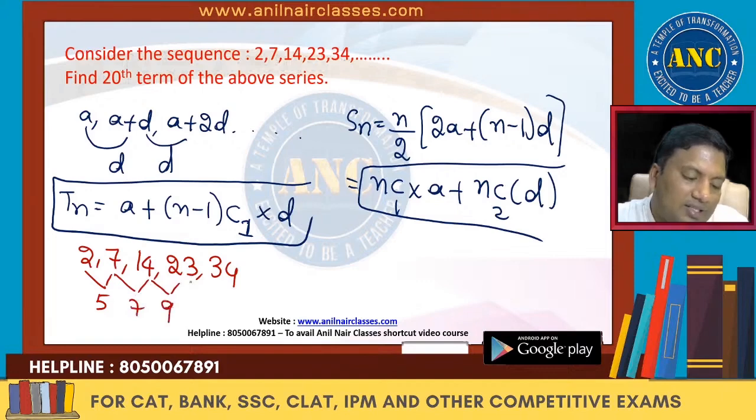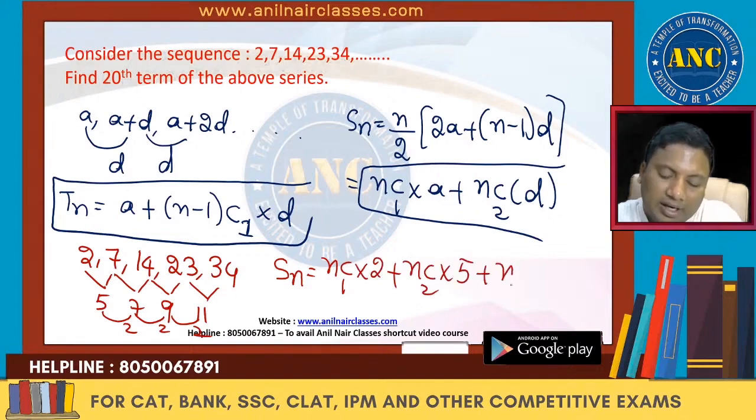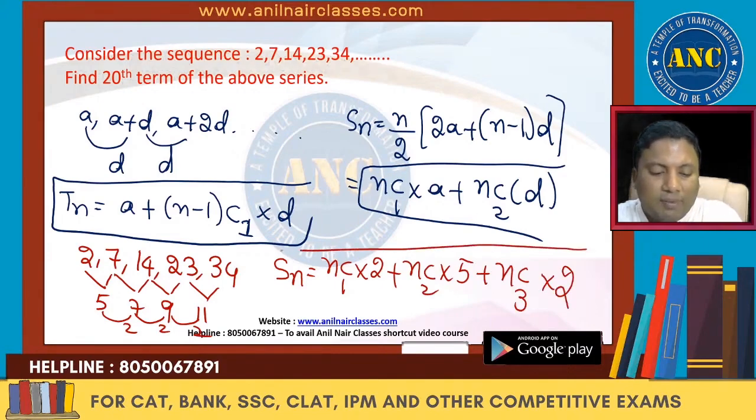These, the difference is 9. These, the difference is 11. Here it is 2, 2, 2, 2. So Sn is nothing but nC1 into 2. Are you with me? Next one, nC2 into 5. Again the gap, it is nC3 into 2. This is the sum of n terms.